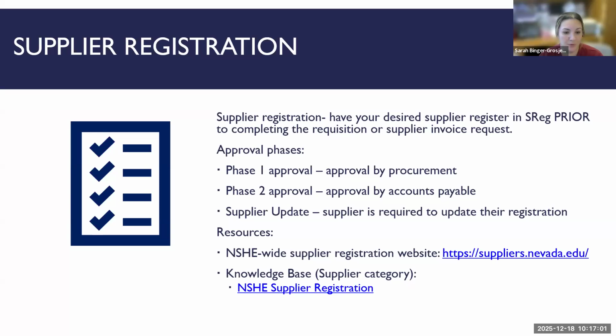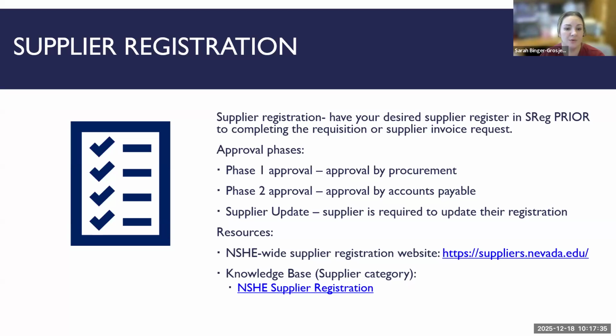Once that piece has been approved, they move into phase 2 approval, which is done by accounts payable. That's for them to verify that the information they entered on their W-9 matches the records with the IRS. If it doesn't, then it gets hung up there. In both phases of that process, the people reviewing these account registrations will send the vendor back notes with what they need to do. And if you see the supplier update phase status when you go to SReg, it's because there's something that the supplier needs to do in order to complete their registration.